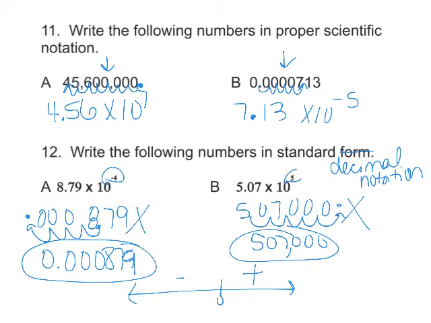Rewrite the number. All right, you guys are doing well with scientific notation. Remember, one number to the left of the decimal point between 1 and 10. If it's a very large number, we've got positive exponents. If it's a very small number, we've got negative. And then when we're converting from scientific notation to standard, positive numbers go to the right, negative exponents to the left.